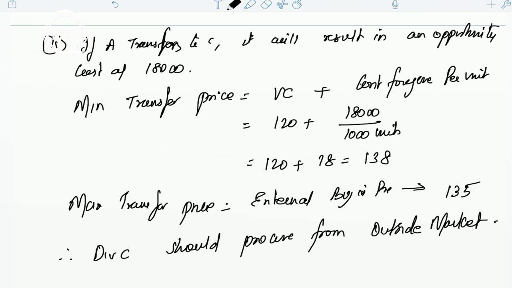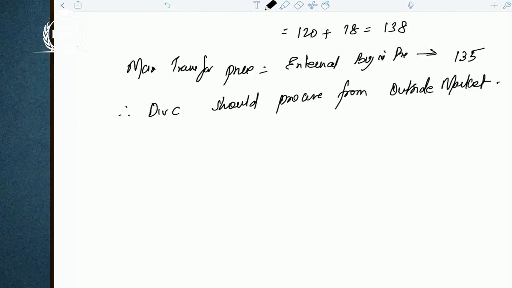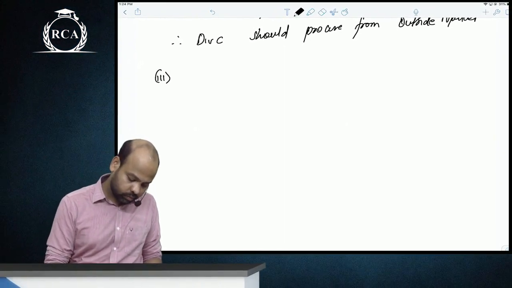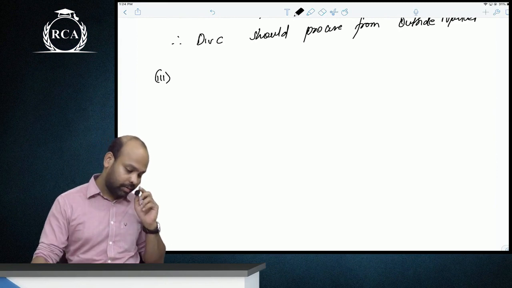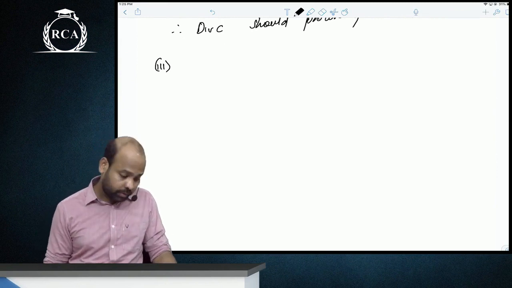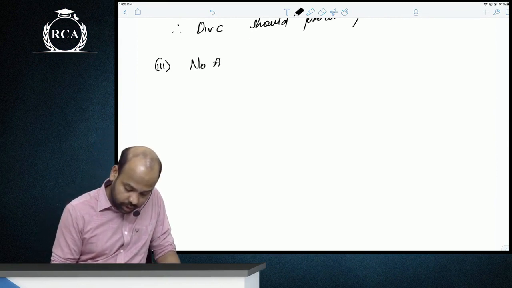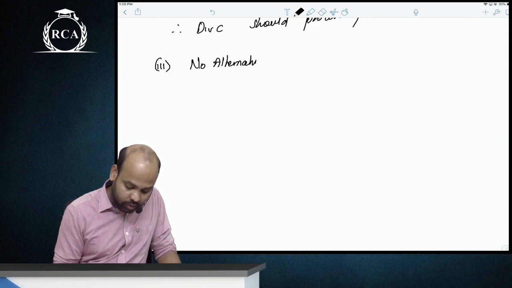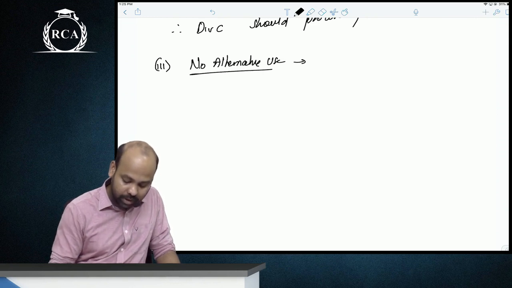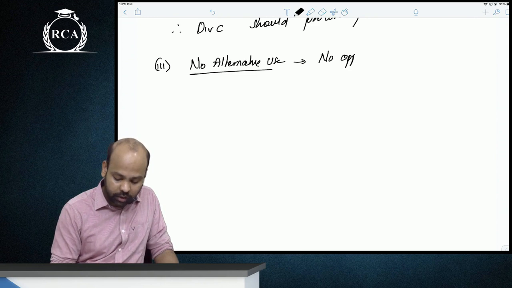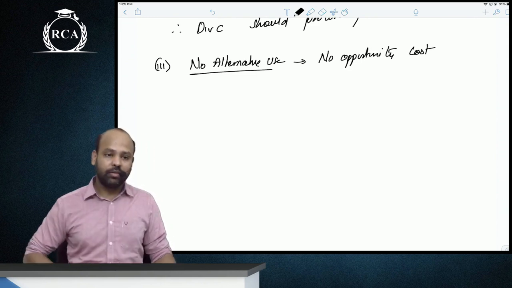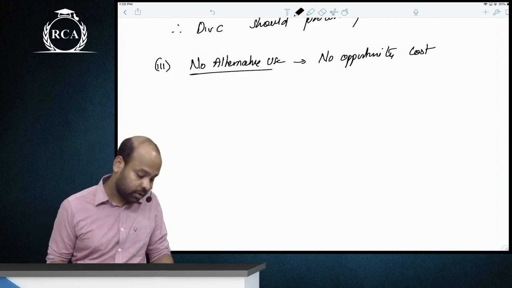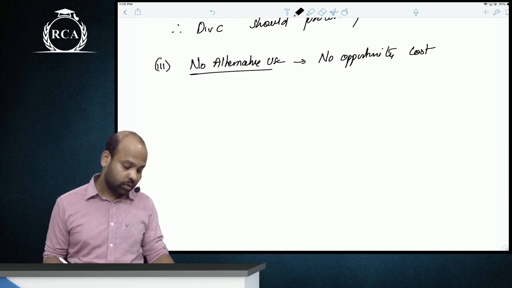I hope you're all done with this guys. The last bit guys, third bit now. Suppose there is no alternative use of ACE facility guys, and the market price per unit of the component drops. No alternative use means that there is no alternative use, simply means that there is no opportunity cost. Correct? Correct sir. So if there is no opportunity cost, what are you supposed to do?